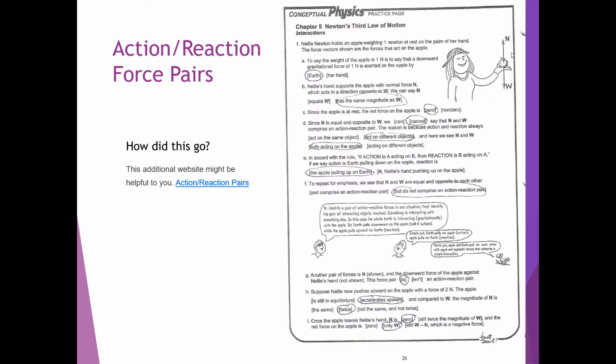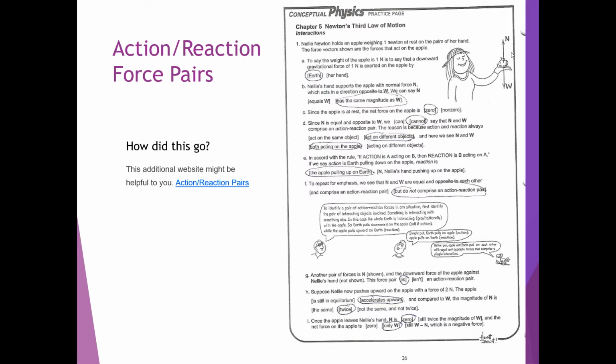And then I, once the apple leaves Nellie's hand, N is 0. And the net force on the apple is only going to be W. So once it leaves the hand, it's not touching. There is no force there of N. And so the only force acting on it is going to be gravity.